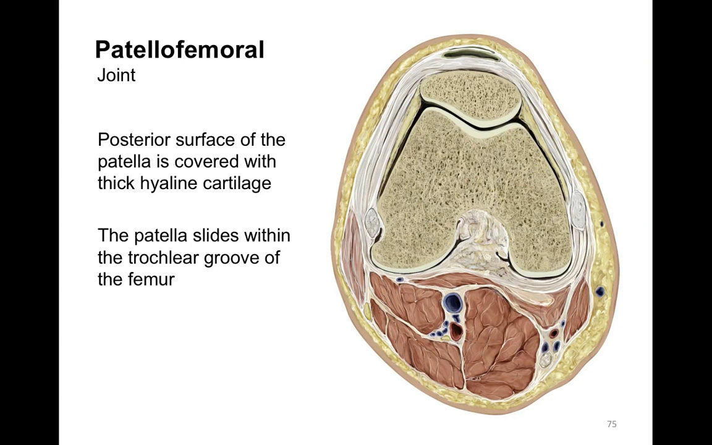At the patellofemoral joint, we'll find that the posterior surface of the patella is covered with thick hyaline cartilage. This is a cross-section through the knee joint, right through the patellofemoral joint. We can see that the posterior surface of the patella is covered by thick hyaline cartilage, and that the patella is tracking or sliding within the trochlear groove of the femur. These are the femoral condyles here, and due to their morphology, they form a trochlear groove that allows the patella to slide in and out.